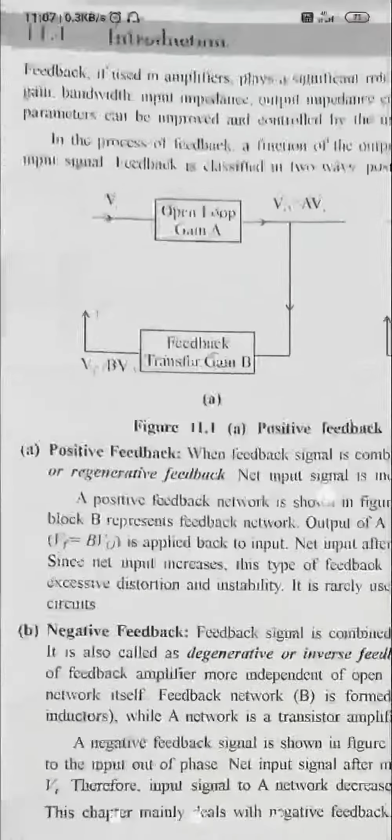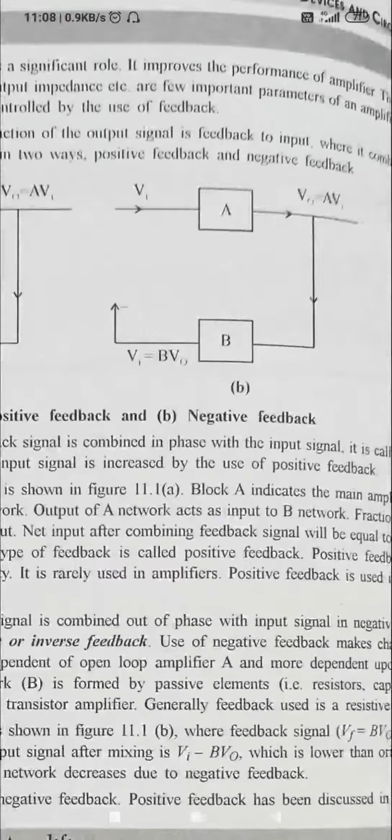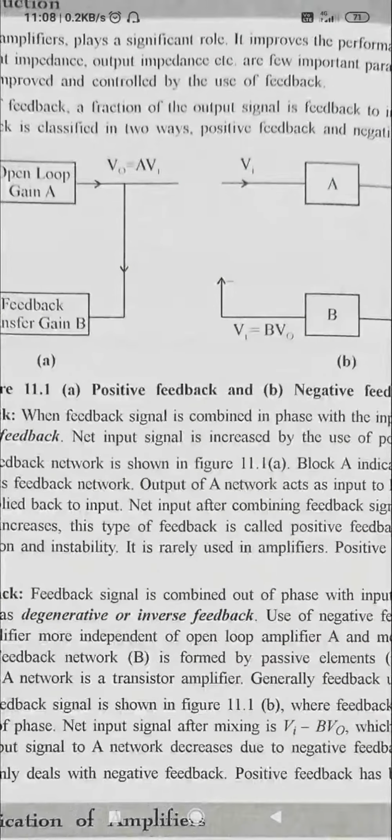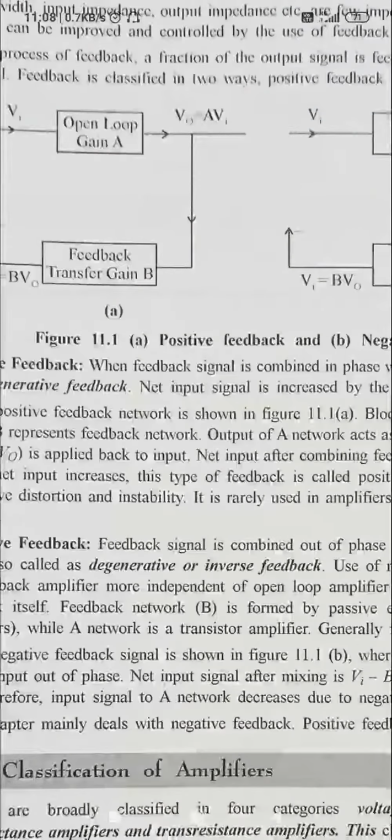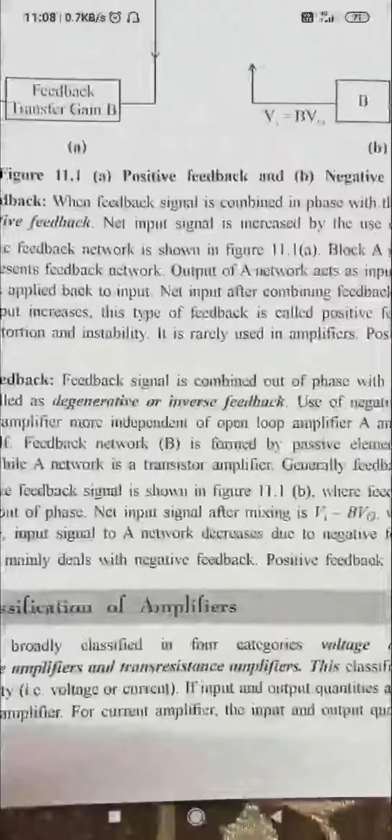So basically, how can we take a fraction of the output and combine it with the input? There are two ways by which we introduce the output, with the help of a feedback element, with the input. When we combine the output with the input in the same phase, that is called positive feedback, and when we take the output and via some feedback element combine it with the input in opposite phase, it is called negative feedback. So there are two feedback topologies, positive and negative.